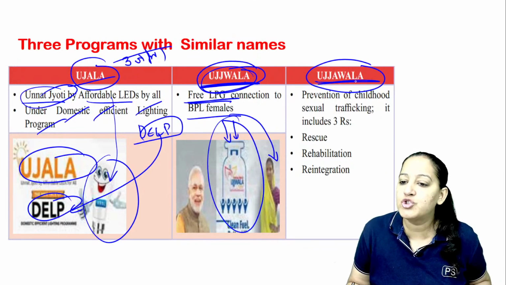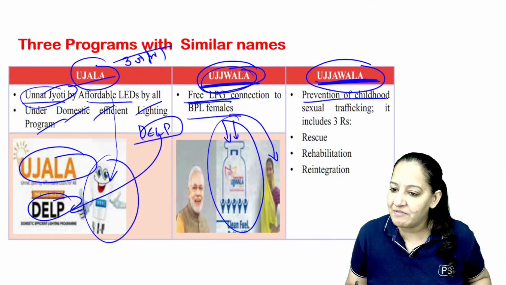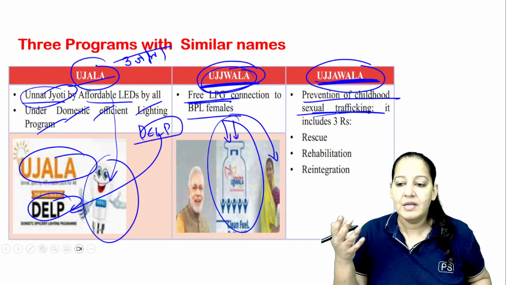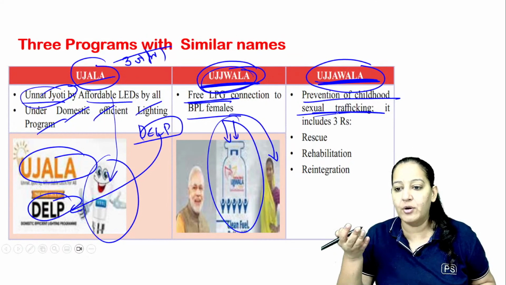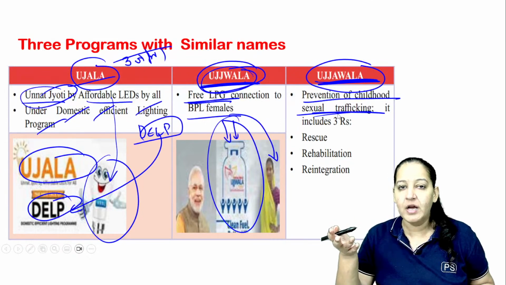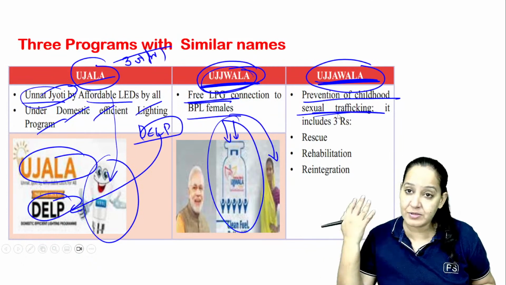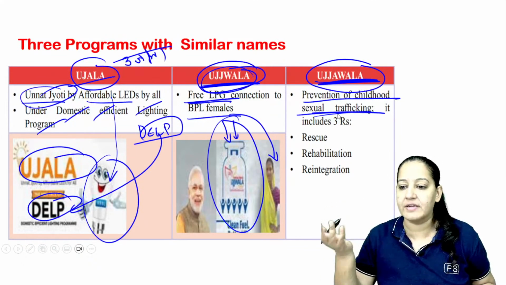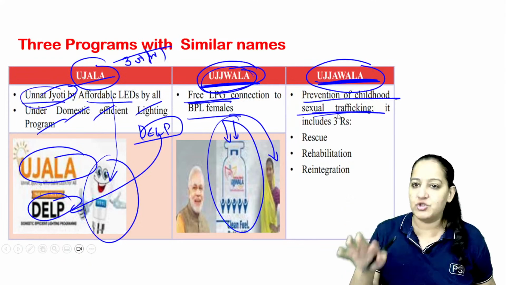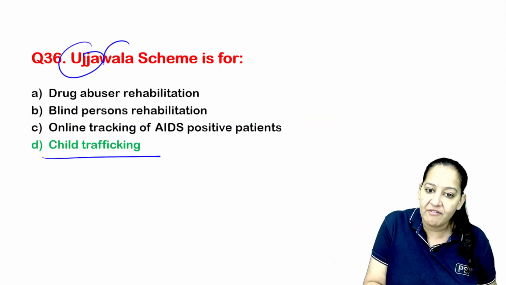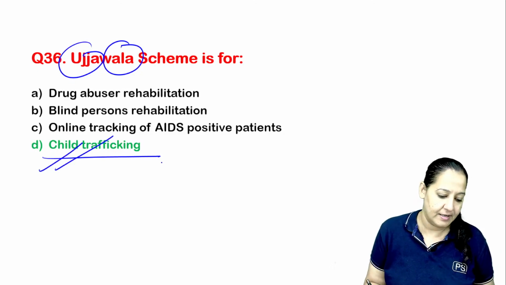And after that, Ujjwala is also the prevention of childhood sexual trafficking. There are many groups doing childhood sexual trafficking, especially of female girl children, and they are transporting them to other countries. So preventing that is Ujjwala. So please read your question very carefully to see what they are asking. Here Ujjwala was asked, so that's why we have ticked D.